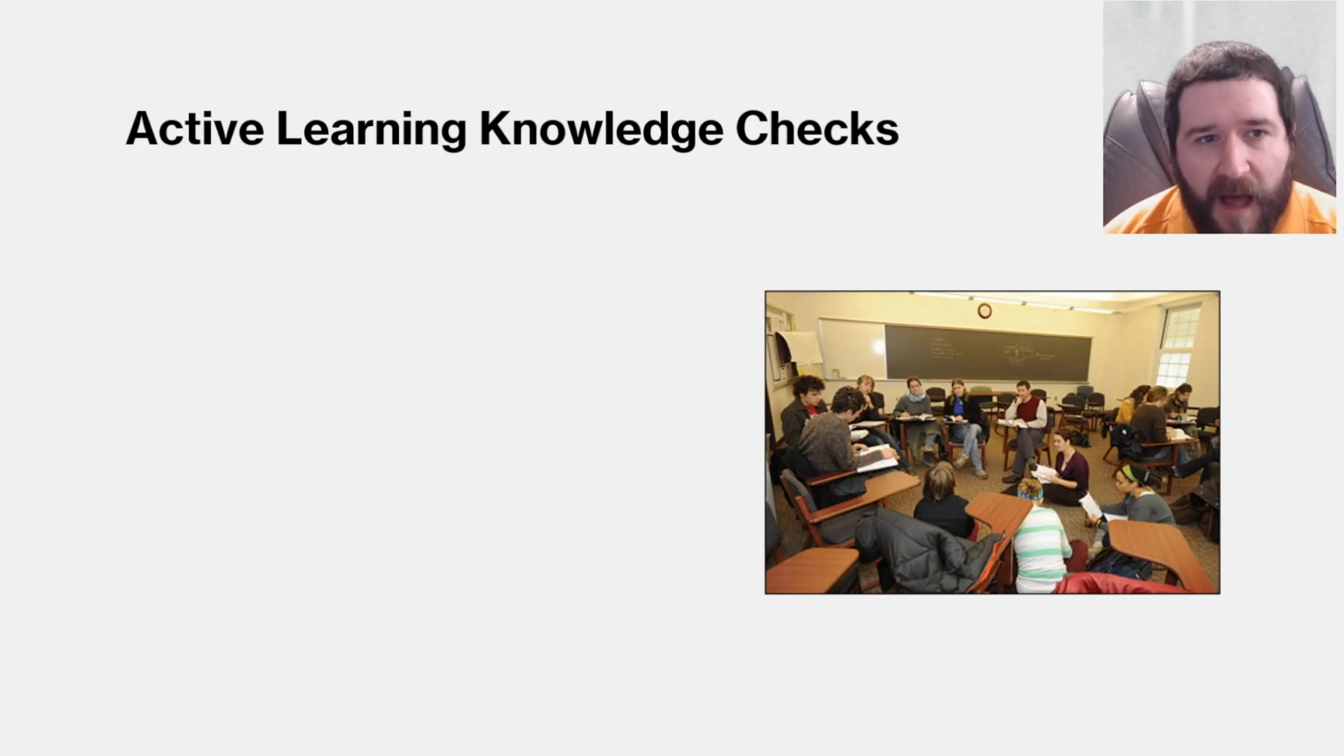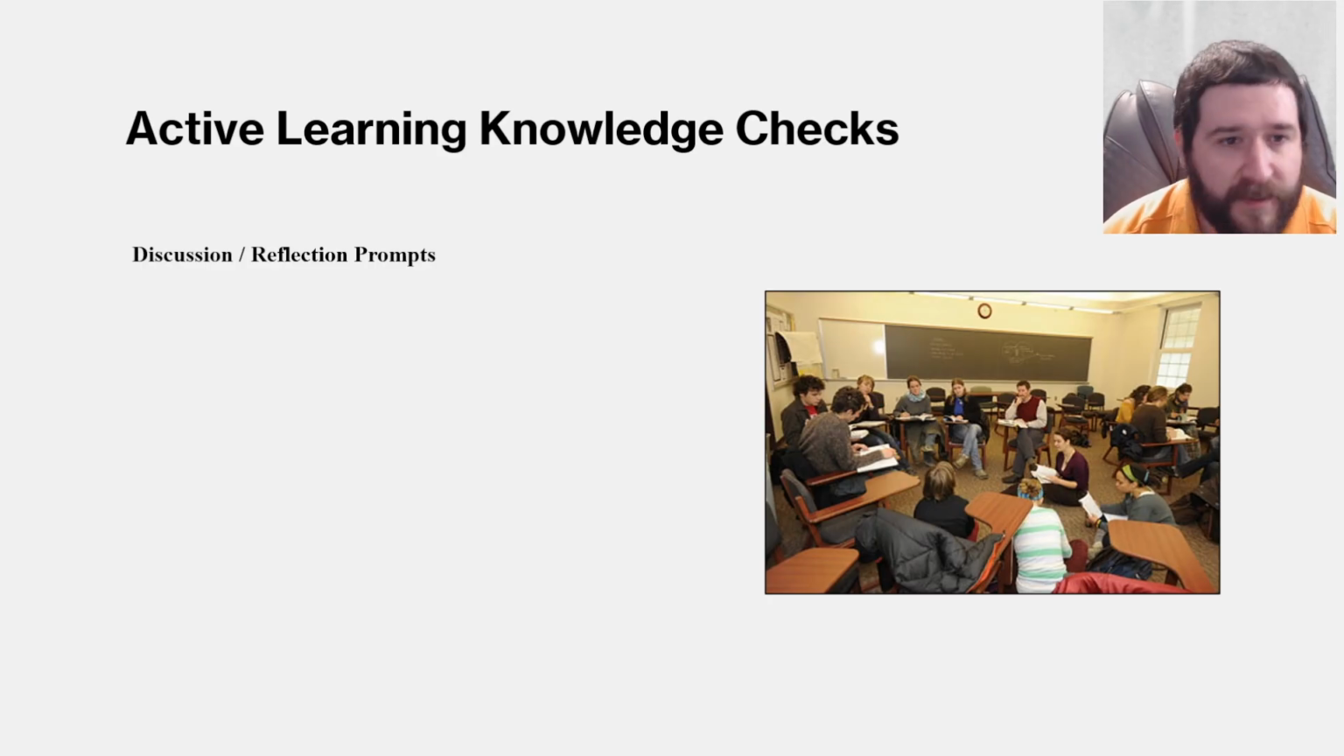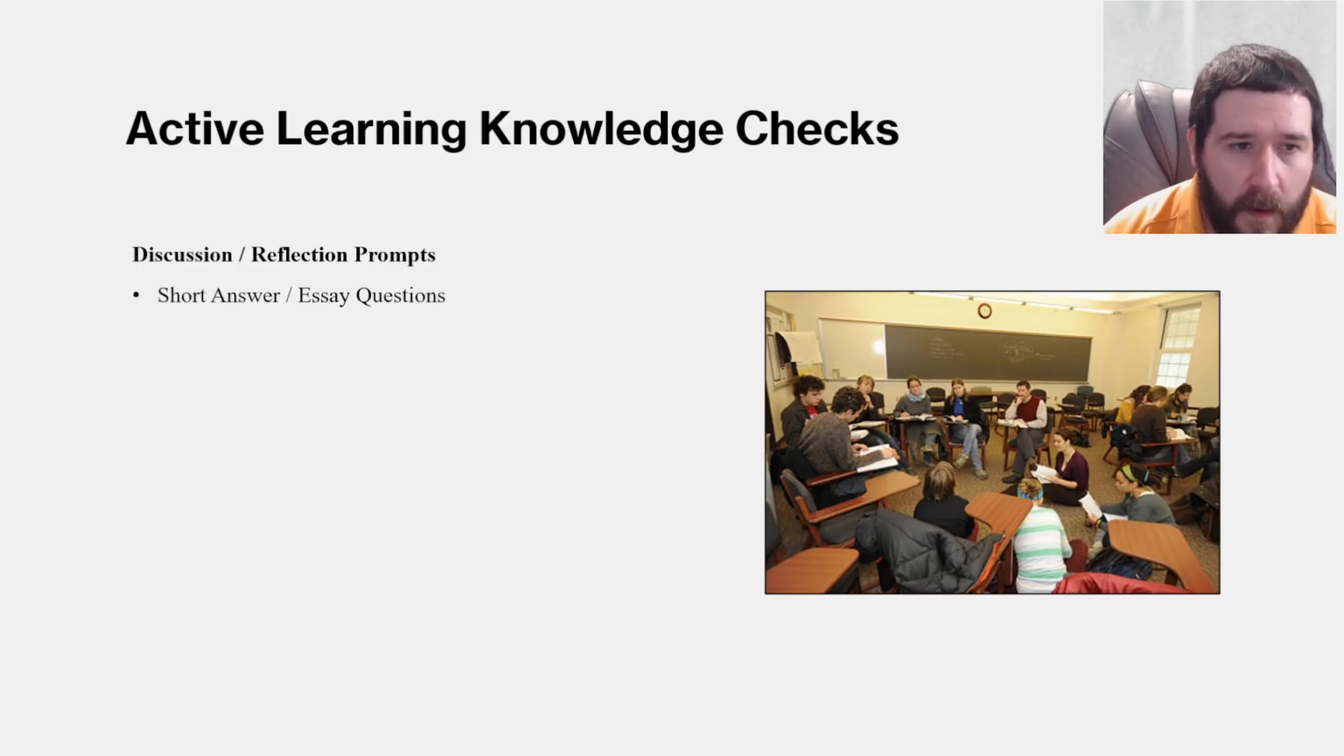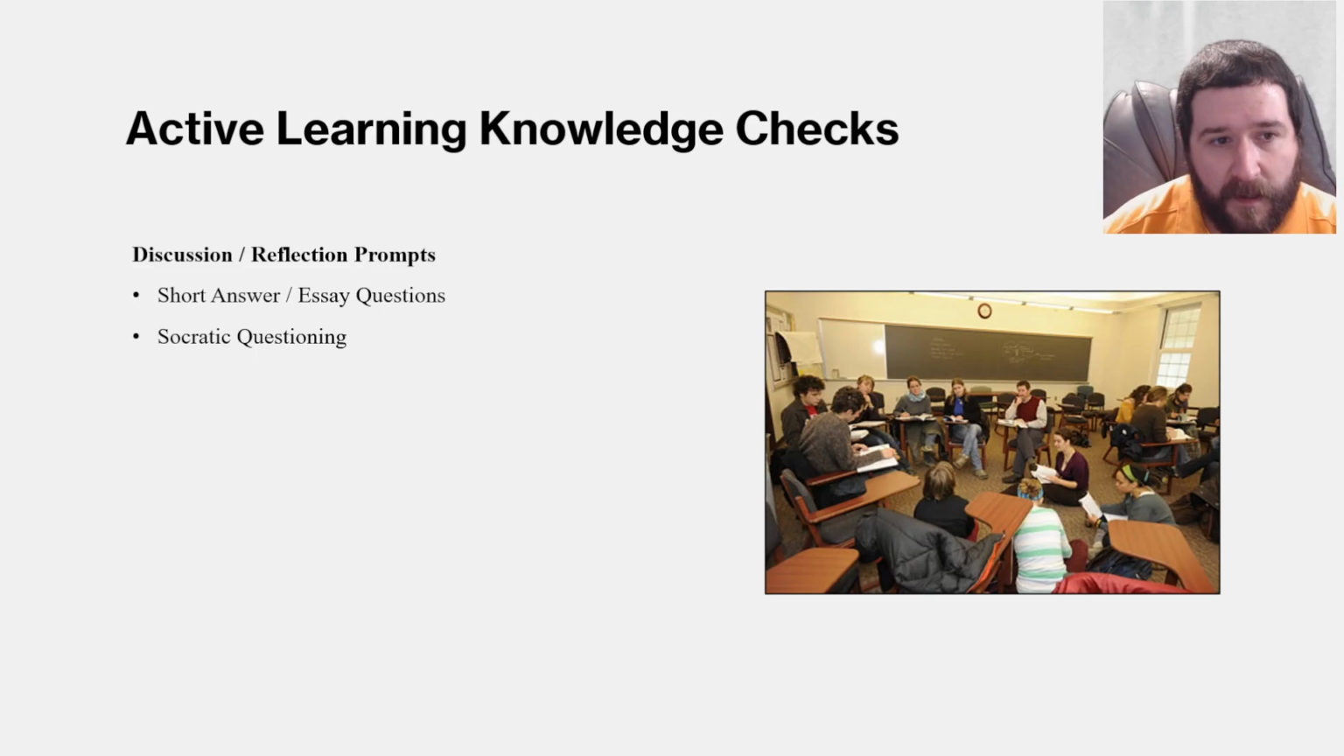So when checking for knowledge in an active learning style, okay, discussion and reflection prompts are a great idea there. You can have either short answer or essay-like questions. You can do some Socratic questioning, which is essentially follow-up questions. Why do you think that? That's interesting. How did you come to that point? Why did you choose this as your point, right? So Socratic questioning, kind of giving those follow-up questions to really get students thinking and reconsidering their points.